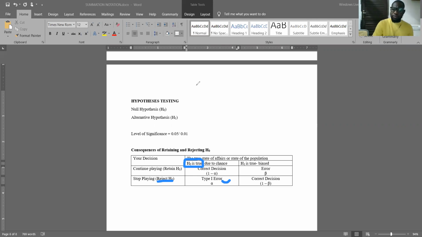Then what is type 2 error? We also have an error known as type 2 error. Type 2 error has to do with you retaining H0 when in reality H0 is false, or when in reality H1 is true. Because if H1 is true, then it means H0 is false. So if you retain H0 when indeed H0 is false, it means that you've committed type 2 error.